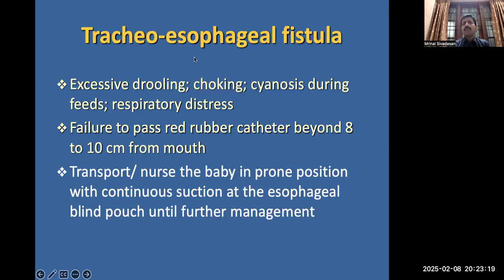Now coming to a congenital malformation which causes respiratory distress, like tracheoesophageal fistula, how will you identify it? A baby with tracheoesophageal fistula will have respiratory distress from birth with excessive drooling, choking, and cyanosis during feeding. Failure to pass a red rubber catheter beyond 8 to 10 centimeters from the mouth, which can be documented even in a chest X-ray. In that case, you have to refer the baby, and transport the baby in a forward position with continuous suction at the esophageal blind pouch until further management.